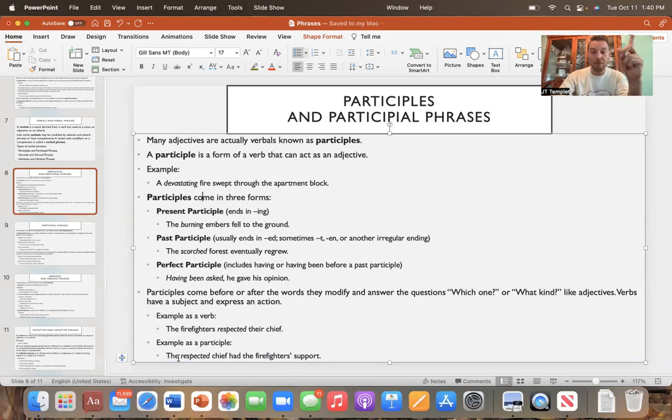As a participle, respected is the same word, but here the respected chief had the firefighter support. That's not the action. It is an adjective describing the chief, right? What is the chief like? He's respected.